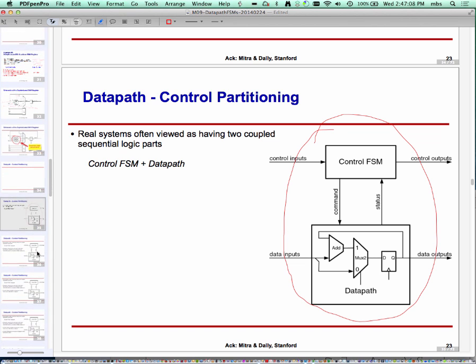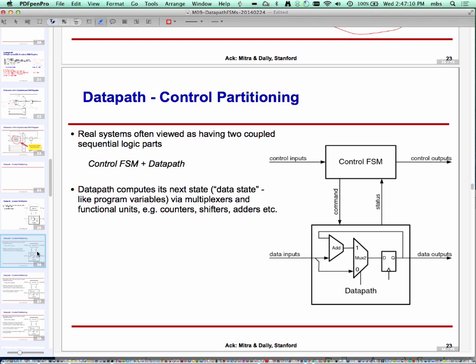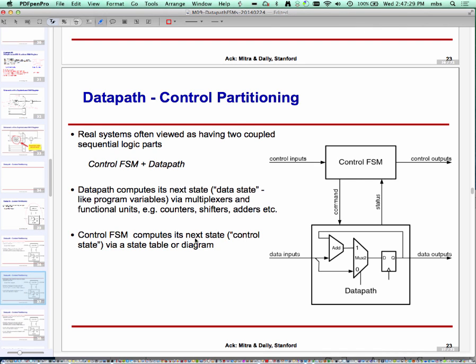So as the complexity of systems increases, you are forced to go towards these kinds of designs. The data path computes the next state using multiplexers and other such units like adders. Also, they correspond to variables in the program over which you tend to do arithmetic, whereas the controller computes the next state using a state table. This we designed using the approach we did in the previous module. And then you wire them together.